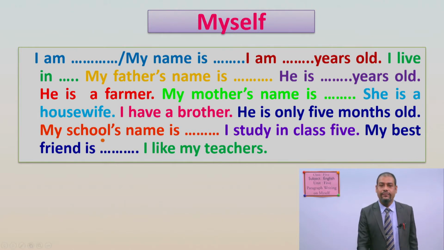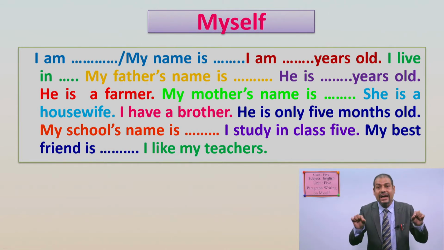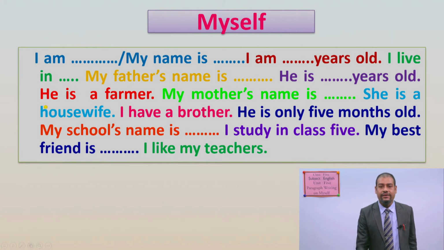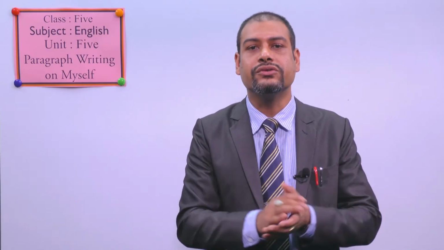For example, my mother is a housewife. She takes care of all the family members. She is busy in household work. That's why I have written here, for example, my mother is a housewife. So I write down here, she is a housewife. I have already told you that if your mother is a housewife, you can write down housewife. If your mother is in the army, you can write down army. If she is a farmer, you can write down she is a farmer. So what she does, you have to write down.